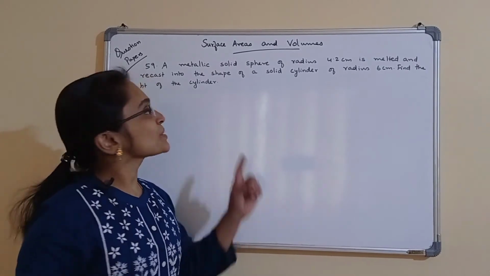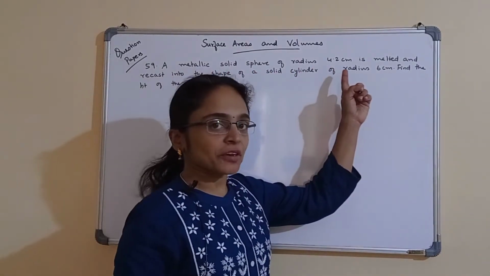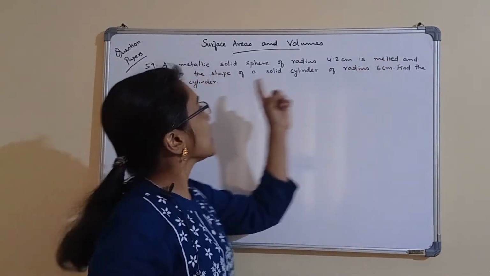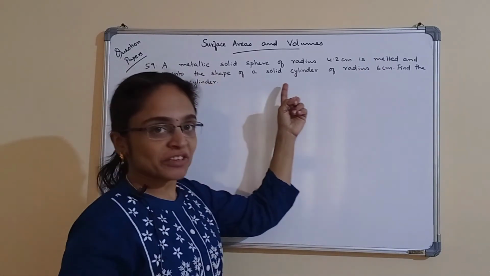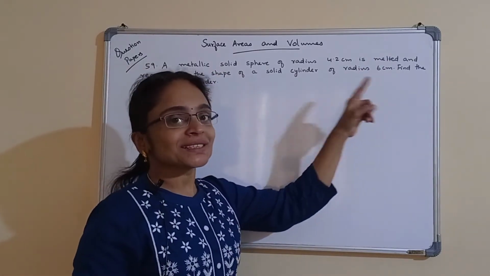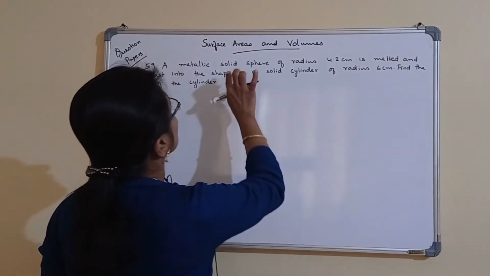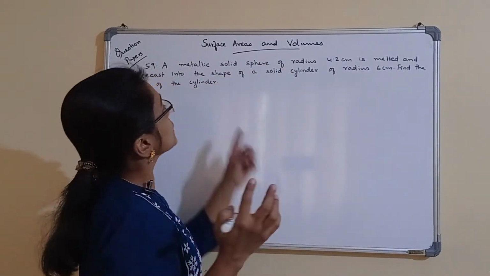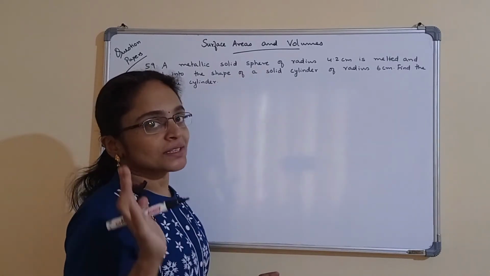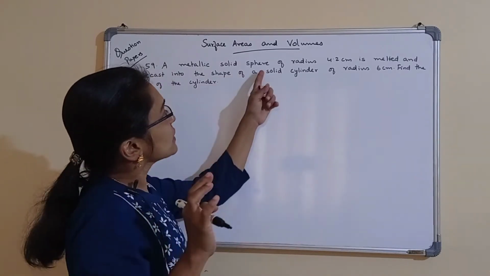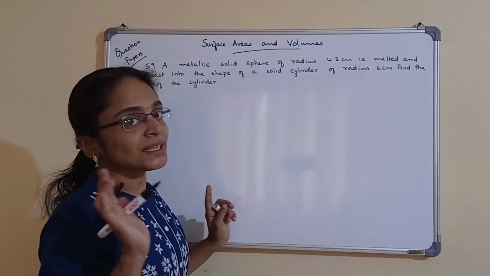Now 59th question. A metallic solid sphere of radius 4.2 centimeter is melted and recast into the shape of a solid cylinder of radius 6 centimeter. Find the height of the cylinder. So the metallic solid sphere is melted into the shape of a solid cylinder, so the volume of the sphere and the volume of the cylinder will be the same.